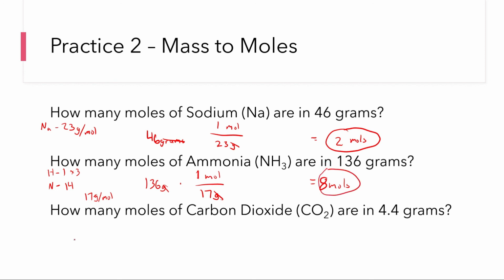And for this last one, we're doing how many moles of carbon dioxide are in 4.4 grams. And again, we said that carbon dioxide, we calculated this in the last one, had a molar mass of 44 grams per mole. In this case, we have 4.4 grams. And we want to get to a number of moles. Multiply that by 1 mole per 44 grams. Grams will cancel. We get 4.4 divided by 44, or 0.1 moles.